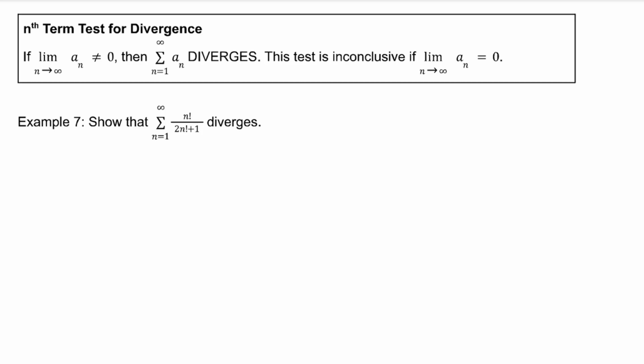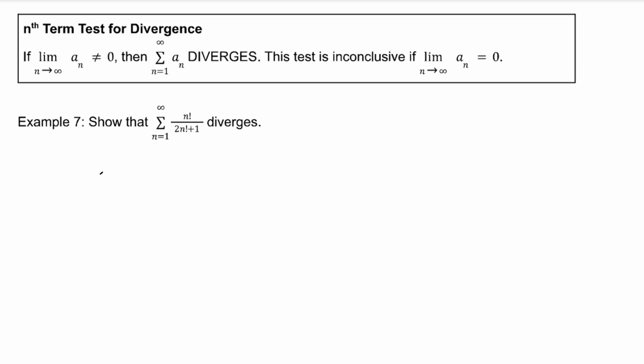This is called the nth term test. If the limit of a sub n, the corresponding sequence, is not equal to 0, then the sum of the series diverges. This test is inconclusive, though, if the limit of the corresponding sequence is 0, then we must use another test to determine if it truly converges.